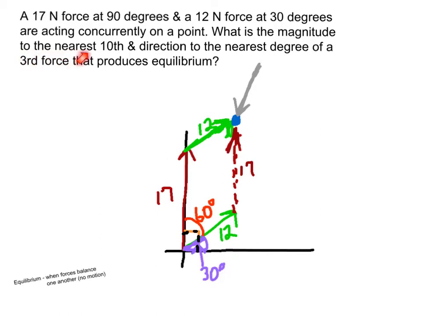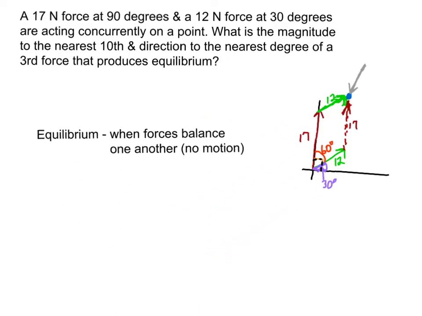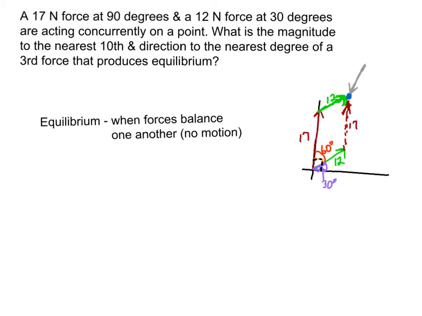And what is the magnitude to the nearest tenth and direction to the nearest degree of a third force that produces equilibrium? What's equilibrium? It is when forces balance each other. There's no motion. If I have one force coming this way and this other one coming this way, so long as they're balanced, there's no motion. They're keeping each other still. But if this one's stronger than the other one, then you're going to have more motion that way. They're not at equilibrium.